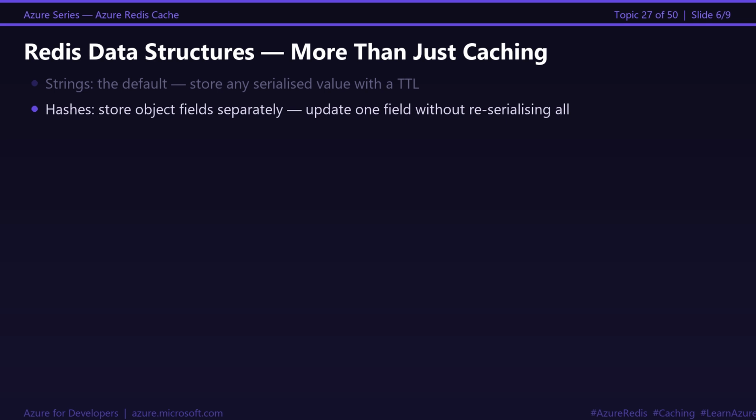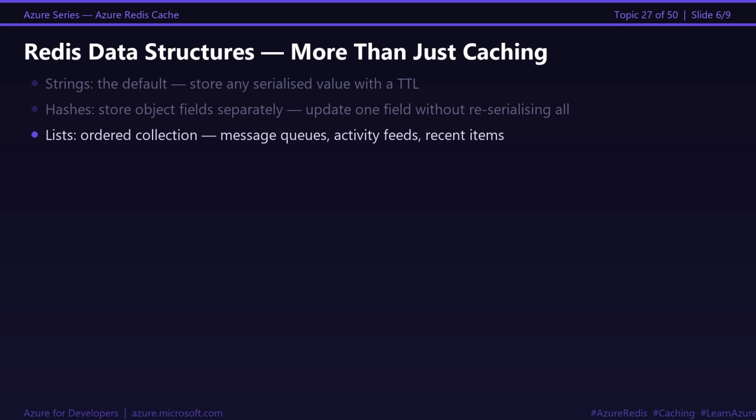Sorted sets are perfect for leaderboards. Each member has a score. Redis keeps them sorted automatically. Add a new game score, ZADD leaderboard 9500 player_ID. Get top 10 players, ZREVRANGE leaderboard 0 9. This query is blazing fast at any scale.